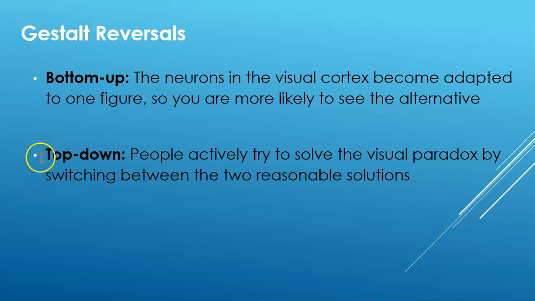I was using a lot of top down in the previous slide, pointing out the differences. In bottom up, pretty much your eyes can only see one of the versions until you're staring at it for so long that your visual cortex becomes adapted to that figure. So when you look at it again, you're more likely to see the alternative. So basically by staring at it for a very long time and then closing your eyes for a couple seconds and looking again, you're more likely to see the second option.